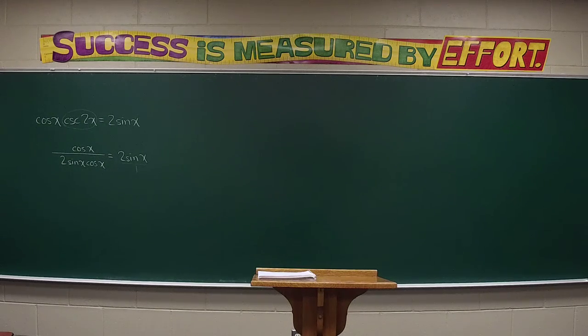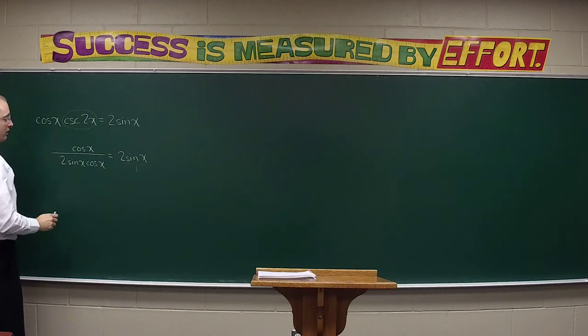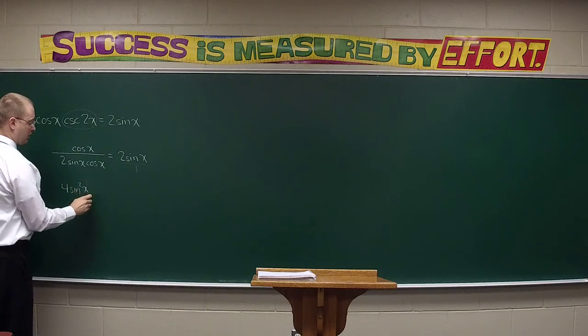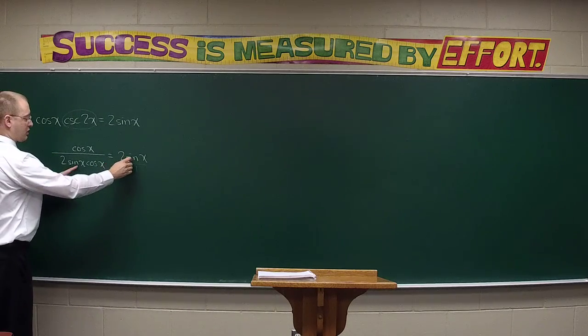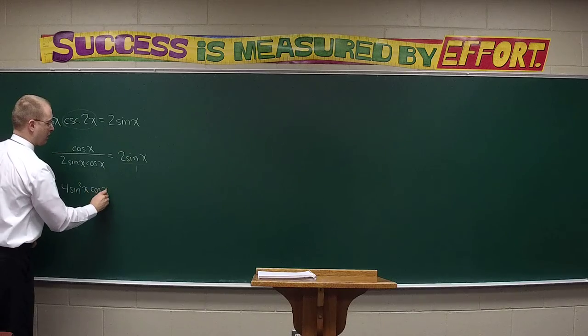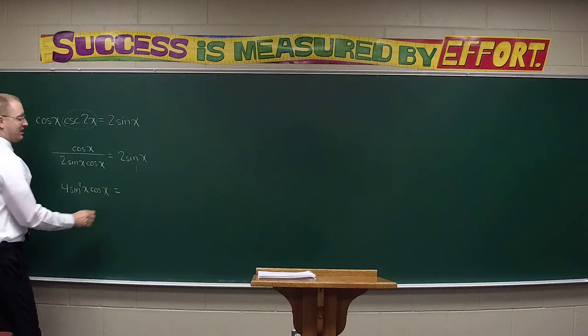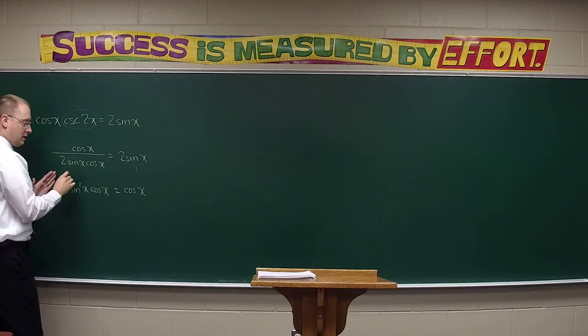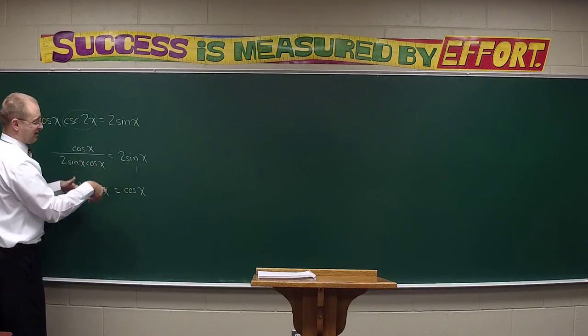But I'm not even ready to set anything equal to 0 because I have a proportion. What should I do with this problem now? Cross multiply. To get 4 sine squared cosine, over cosine, equals cosine. We cross multiply. The product of the means, which is 4 sine squared cosine, equals the product of the extremes, which is just cosine.